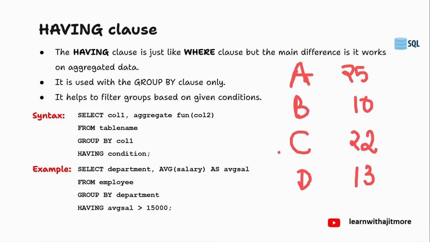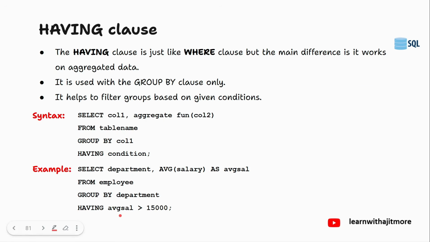So you have got department-wise average salary, but from this I also want to filter the departments whose average salary is more than 15,000. Like this one and this one. The other departments won't come, because their average salary is not more than 15,000. Then I'll apply the having clause: having average salary greater than 15,000. If you have given an alias name, you can use that name here, or you can write the aggregate function directly.